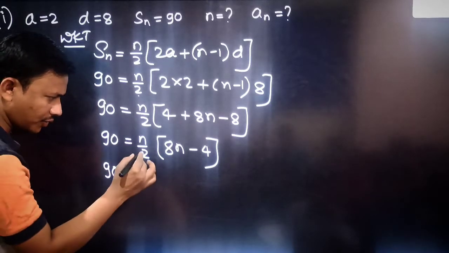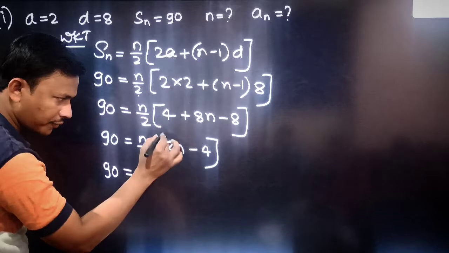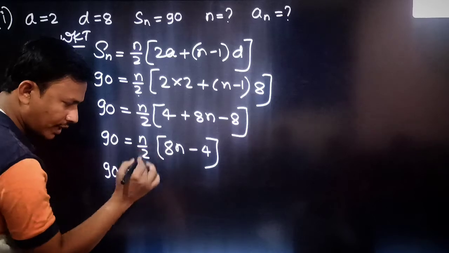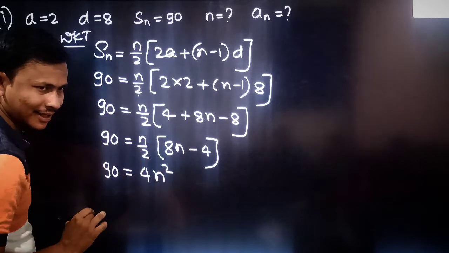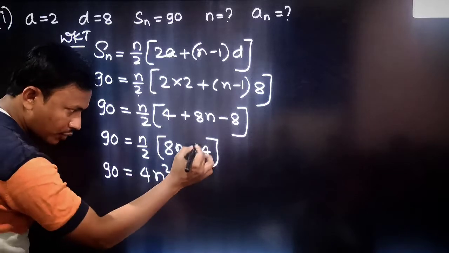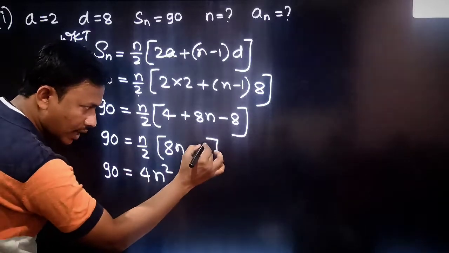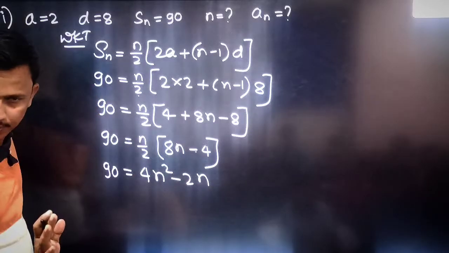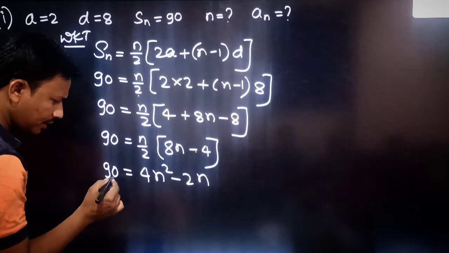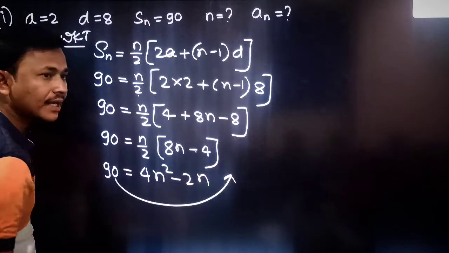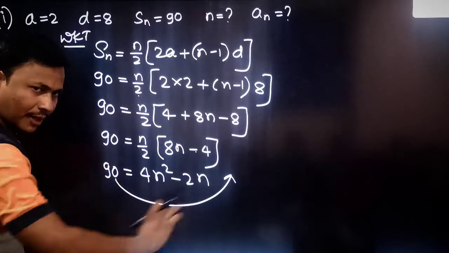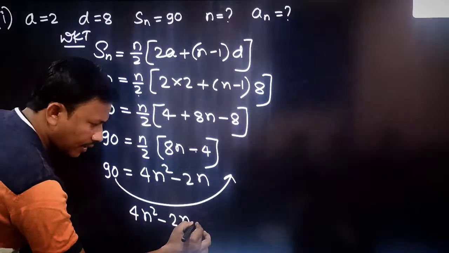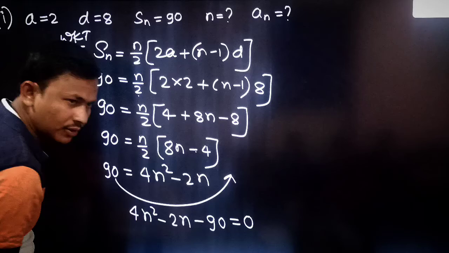90 is equal to n, 2 1s are 2, 4s are 8, so 4n, correct? 4n into n is 4n square. Next, 2 1s are 2, 2 into n is 2n, minus 2n, correct? 4n square minus 2n, then plus 90 it will become minus 90. 4n square minus 2n minus 90 is equal to 0.